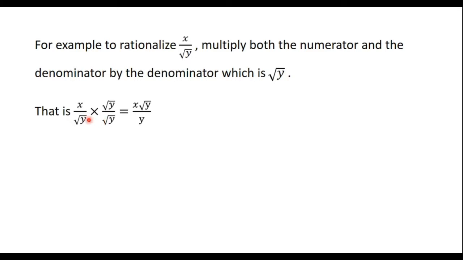You multiply both the numerator and the denominator by the denominator. So the denominator is square root of y. So you multiply x by square root of y. You multiply square root of y by square root of y. So you can see from here that we are going to have x times square root of y, which will give us x root y, divided by, now square root of y times square root of y will be y. So you see we have removed the square root from the denominator. That is the whole idea of rationalization.